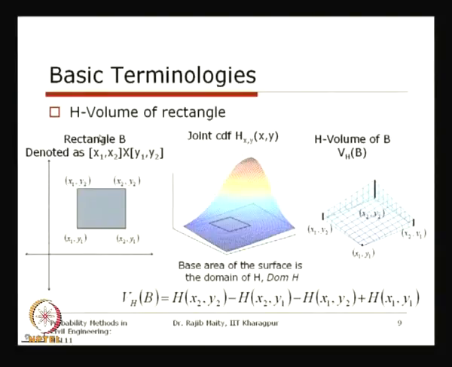But remember one thing: only this condition, that is VH of B, the H volume of this B, being 2-increasing does not guarantee that in every direction, that is x and y both, the function will also be non-decreasing. That is not assured. But we know that the marginal distribution is also a non-decreasing function. To assure that, there is another condition that should also be satisfied: that it should be grounded.